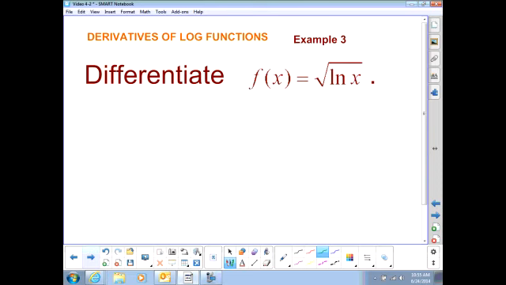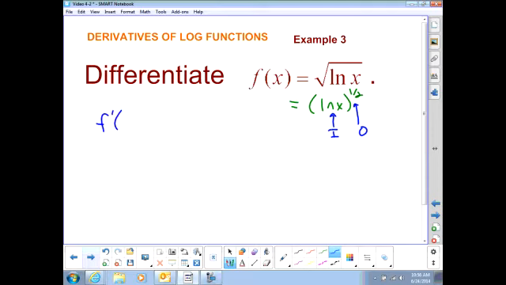Let's look at square root of natural log of x. So another way of thinking of this is natural log of x all raised to the 1/2. This is a chain rule case. It's important to identify that your outside is the thing being raised to the 1/2, and your inside is the natural log of x.